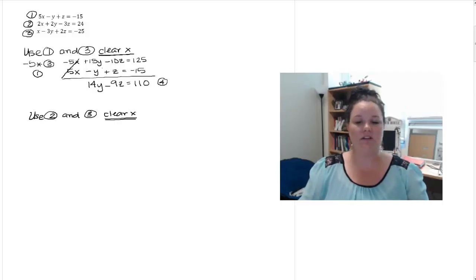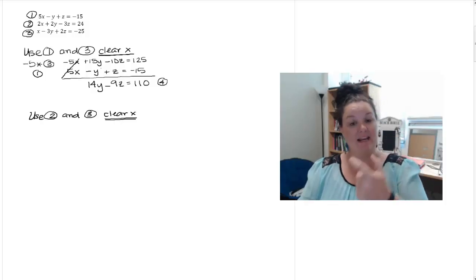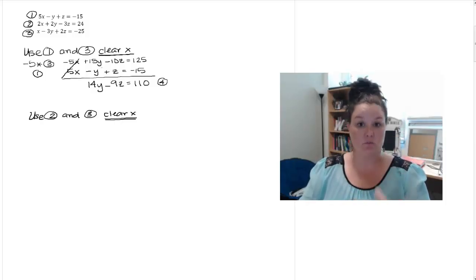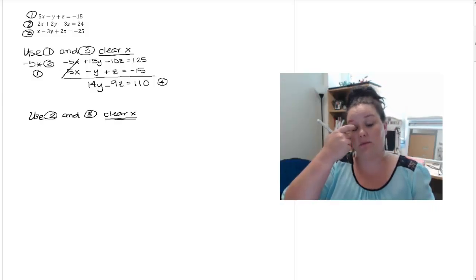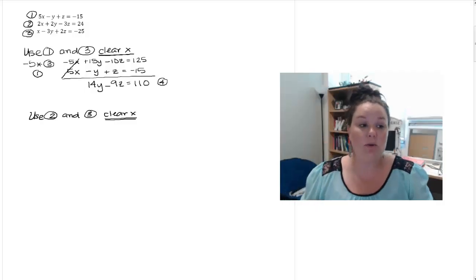It doesn't do me any good to clear a different variable because I want to be left with the same leftovers. Notice my equation number 4 has the leftovers of y and z. So I need to clear x again so that I get another equation that has the leftovers y and z. All right, so if I use equation number 2 and equation number 3, and I look at my x's, one of them is a 2x and the other one is an x.